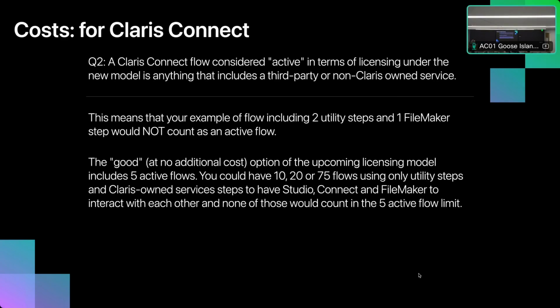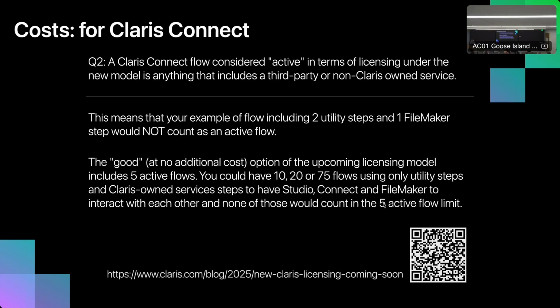So they don't come at no additional cost. The option of the upcoming licensing model includes 5 active flows. You could have 10, 20, 75 using only utility steps, and Claris-owned service steps to have Studio, Connect, and FileMaker interact with each other, and none of those would count in the 5 active flow limit. And you can find out more there. Again, it says coming soon, but it's public, so I don't know when that's going to go into effect.